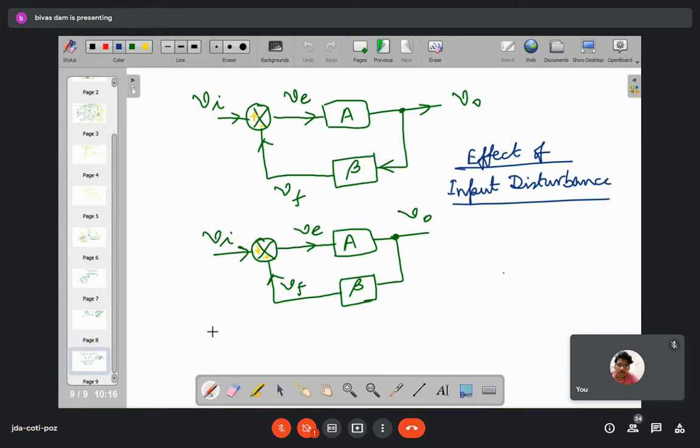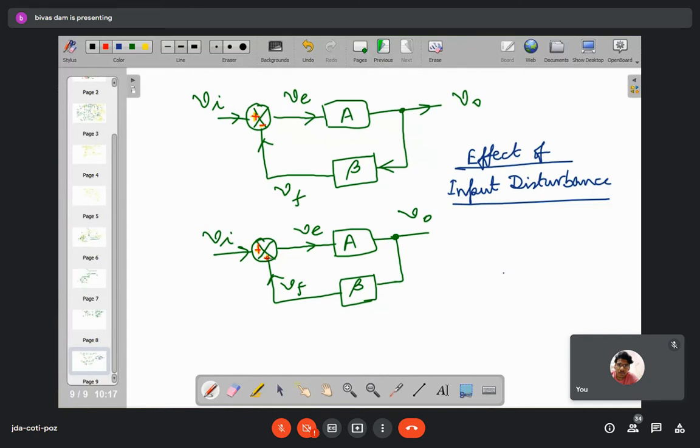Here I've drawn two block diagrams for the feedback topologies. In one, we have used a subtractor, in the other one, we have used an adder. Here we have done the subtraction, VI minus VA, whereas here I have done the adder operation. That means my VE will be VI plus VA.